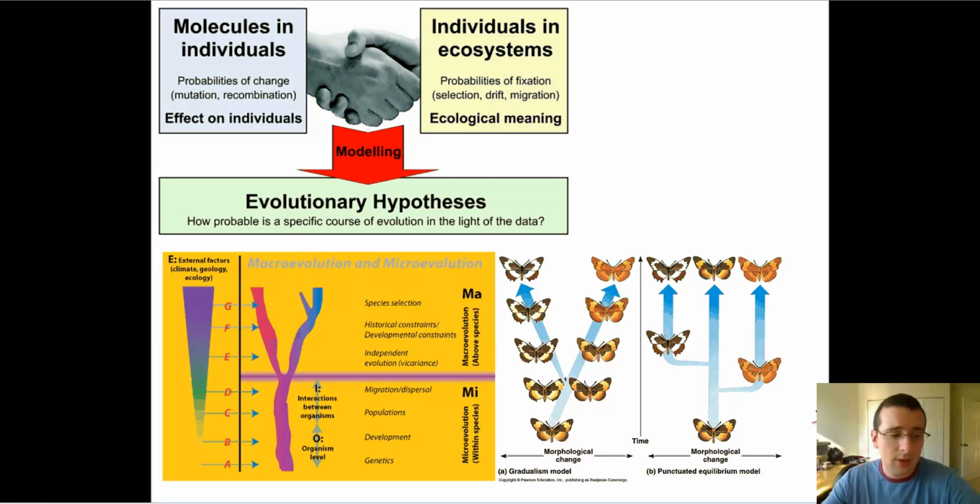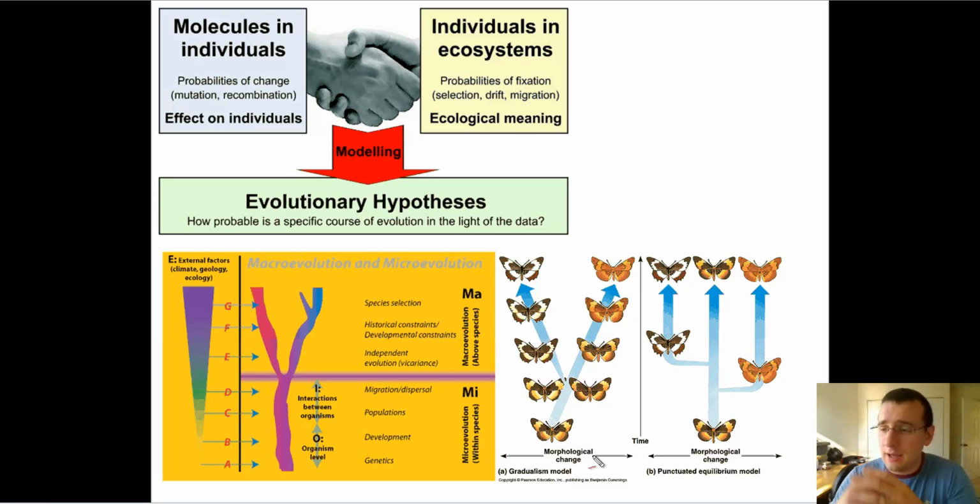But if there's enough isolation, you start getting independent evolution, which we also call vicariance, when one species is on one side and one species is on the other, and that's going to lead to speciation. And this could happen fast or slow. You have either punctuated equilibrium or gradual change over time.